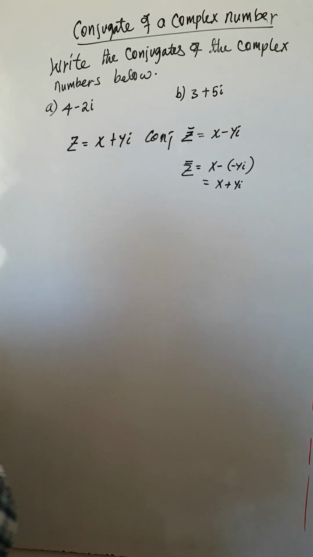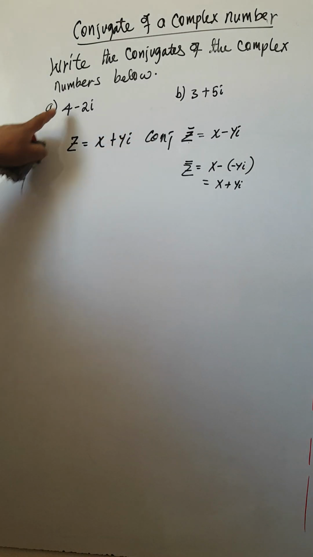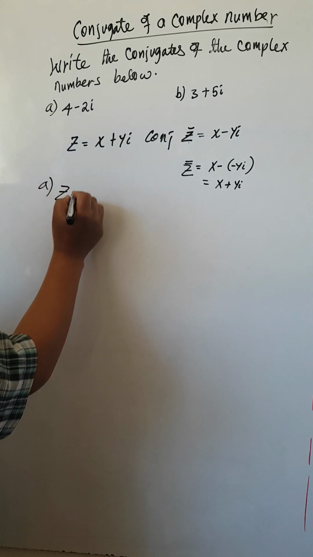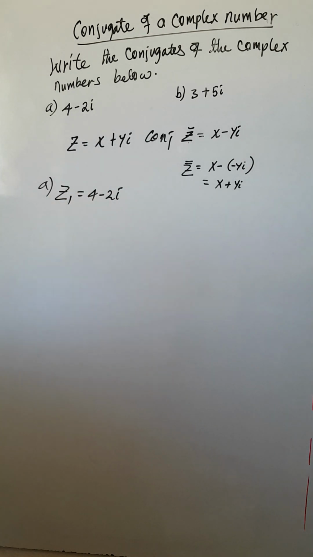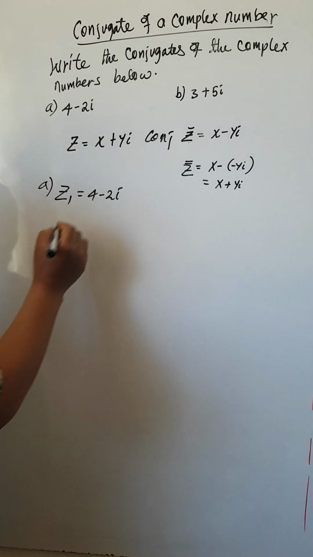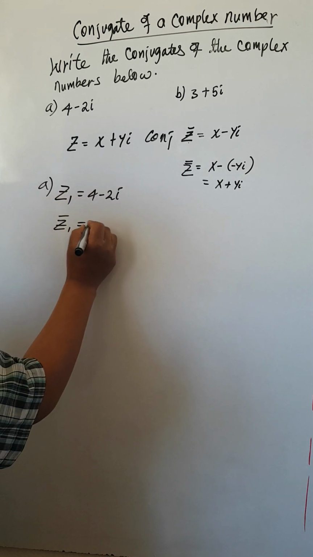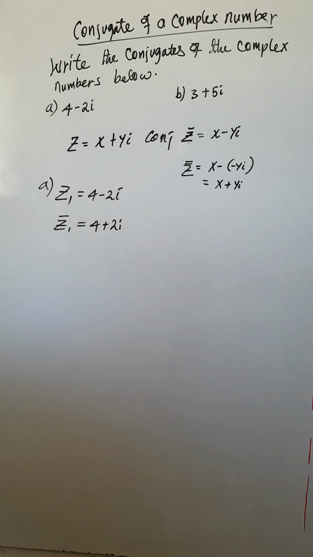So, how do we find the conjugate of this complex number a? Our complex number, let's say z1, is equal to 4 minus 2i. So the conjugate of this, z1 bar, is equal to 4 plus 2i.